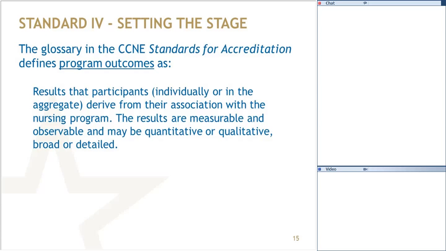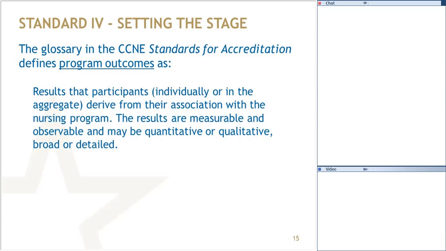So the first thing here is just in the glossary for the CCNE standards, program outcomes are defined as results that participants, individually or in the aggregate, derive from their association with the nursing program. The results are measurable and observable and may be quantitative or qualitative, broad or detailed.